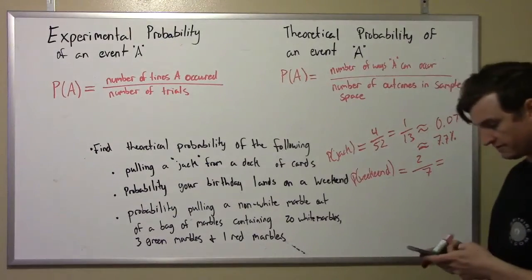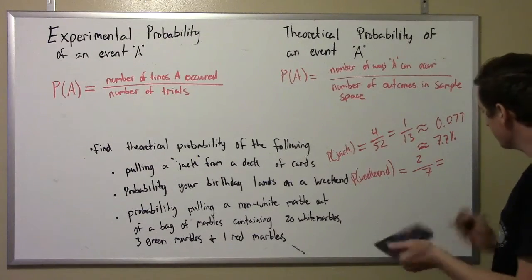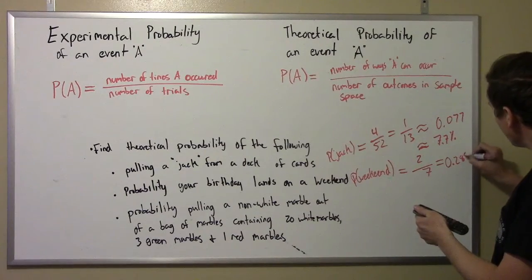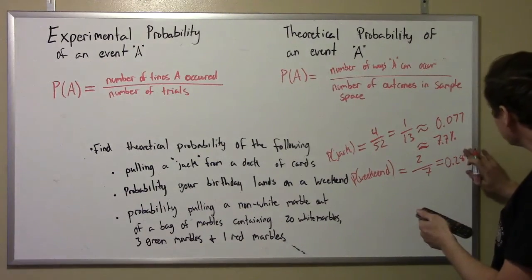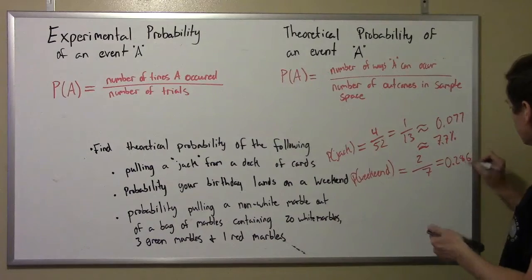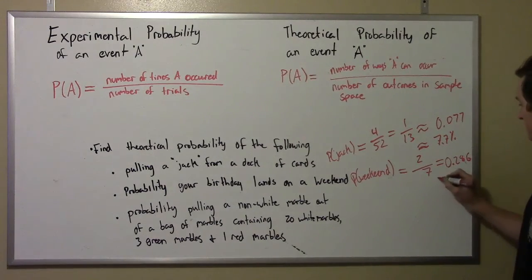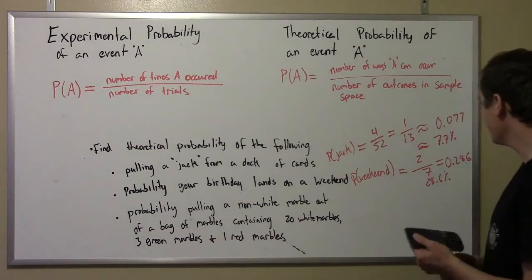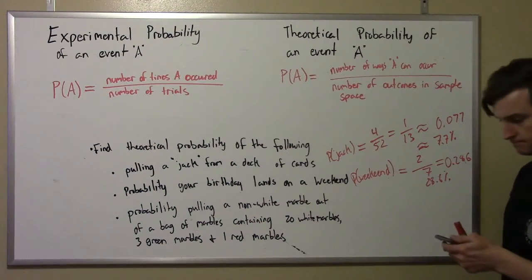So 2 divided by 7 is 0.285, sorry, 0.286 for rounding. Okay, which is about 28.6%-ish.